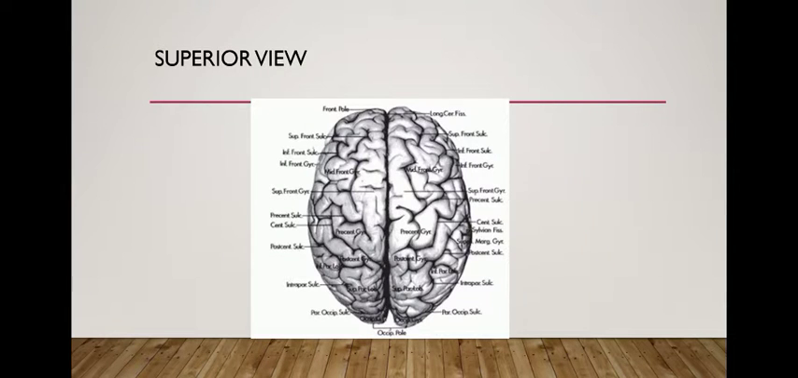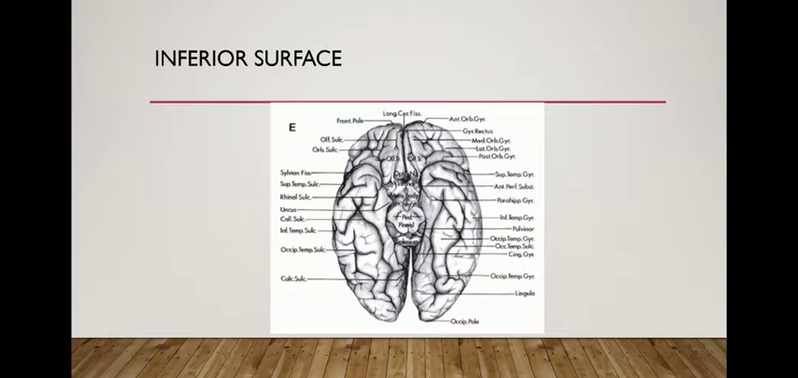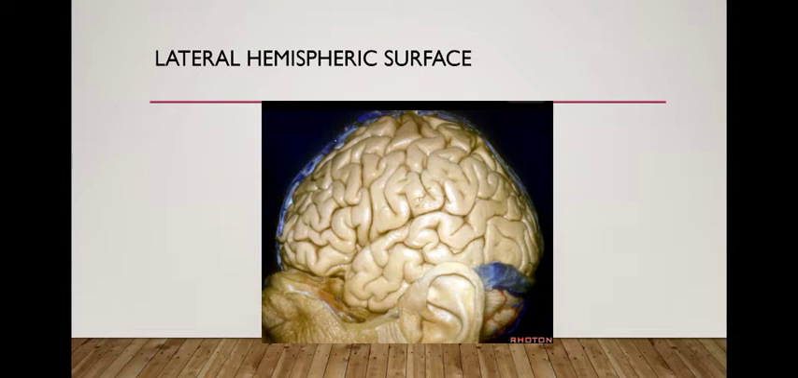Regarding the three types of white fibers, we have got the commissural fibers, the association fibers, and the projection fibers. So let's go in detail regarding the anatomy of the frontal lobe and parietal lobe specifically.